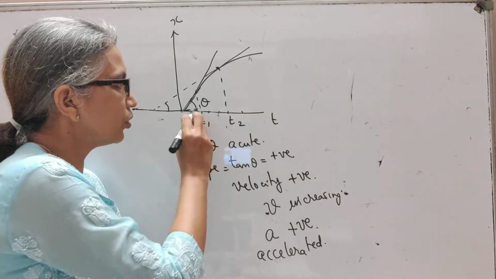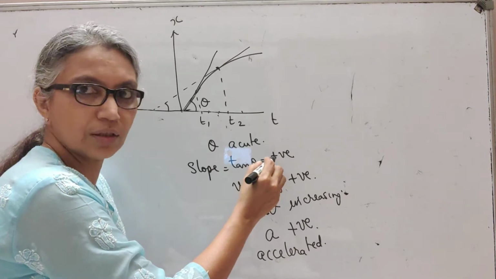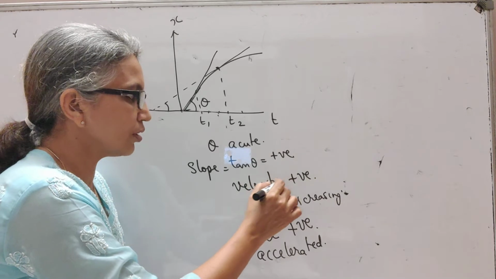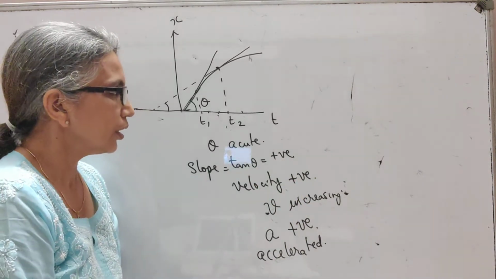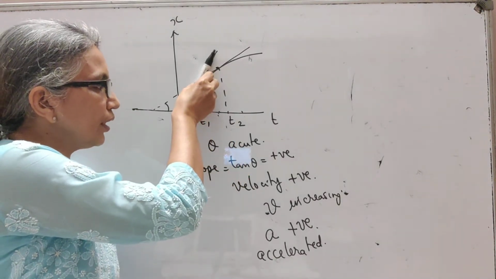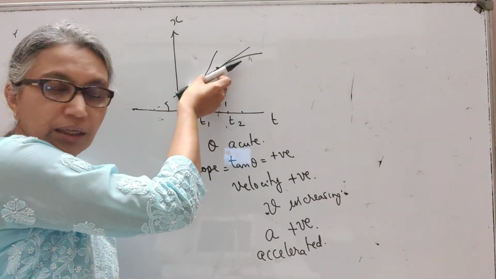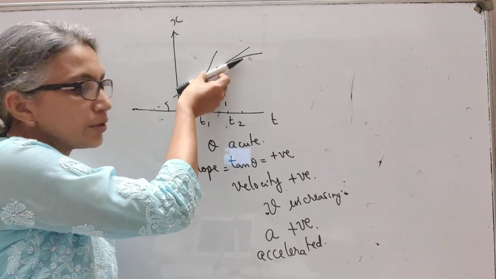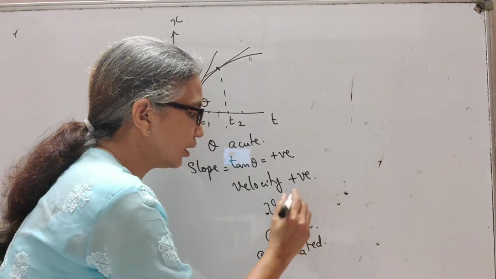t2. So in both cases, you see that theta is acute, which means tan theta, which is for an acute angle positive. Slope gives you the velocity. So we know the velocity is positive. So the body is moving, let's say, to the right. Now, as you move from t1 to t2, this was the slope of the line at t1. As you move to t2, you see that the slope is decreasing. This is steeper than this. So as you move from t1 to t2, the slope is going on decreasing. That means your velocity is decreasing.